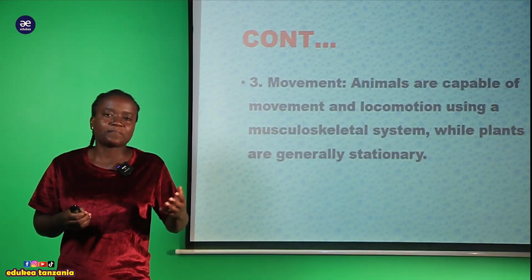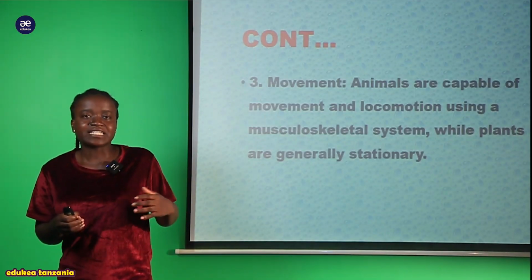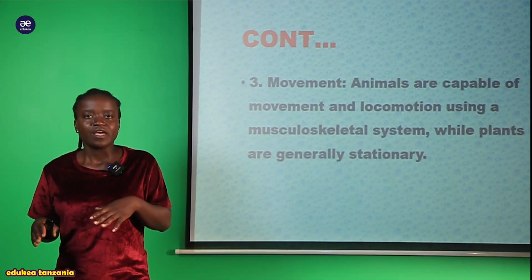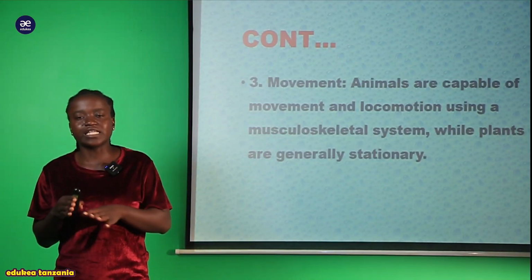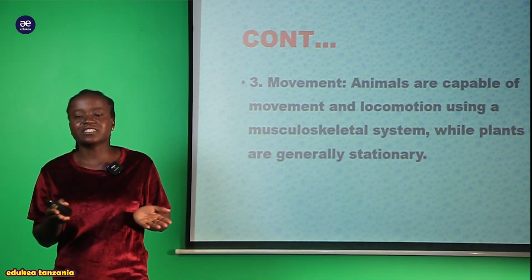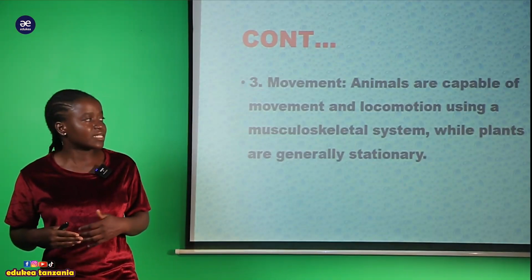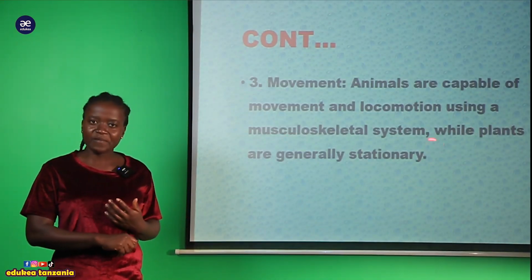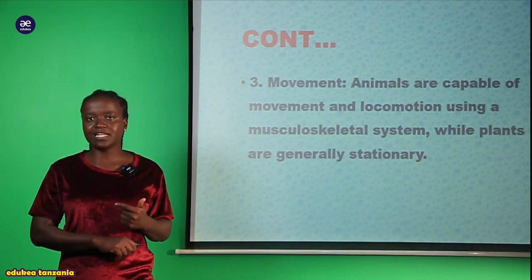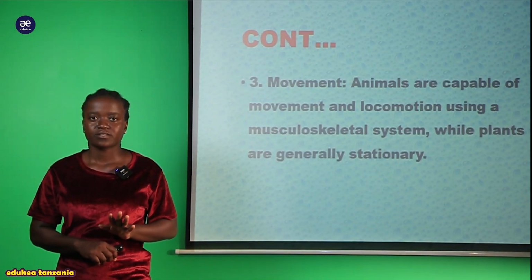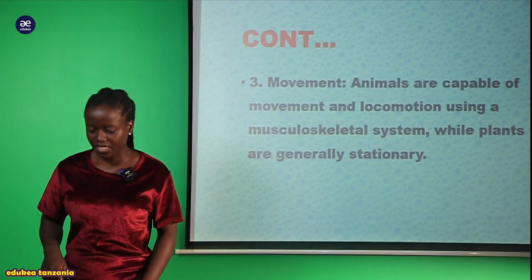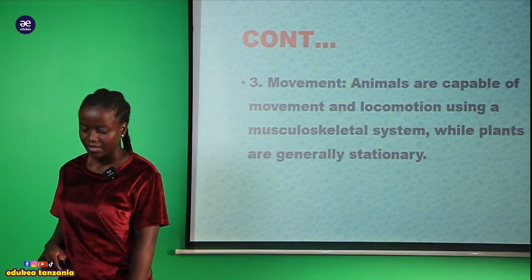They tend to move a part of the plant, that is, it can be either the root, the stem, or the leaves, that is the branch of the tree. So now you can see that the movement exhibited by an animal and a plant are quite different, and that brings about their differences.